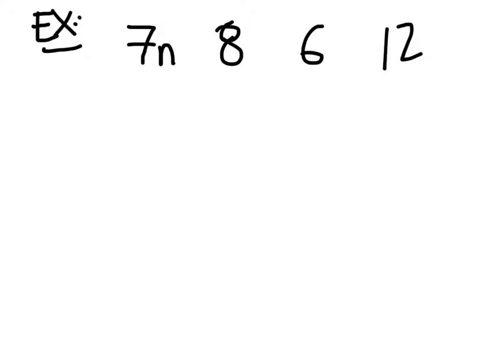So, for example, give me some numbers. 7, 8, 12. That's good. Now I need some letters. I did say letters, right? That's a good one. There you go.